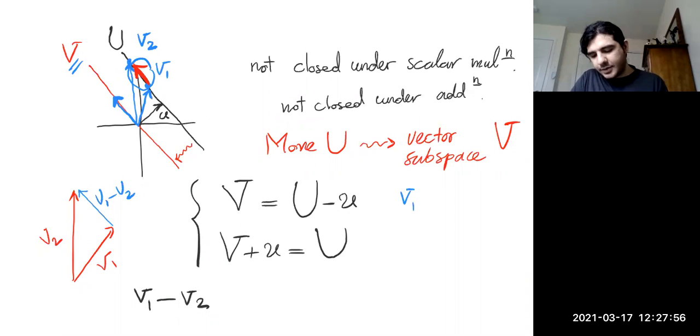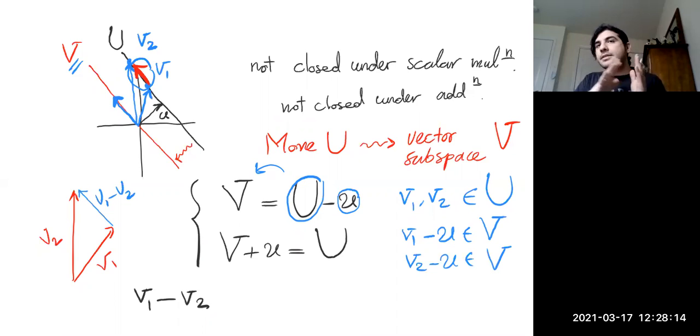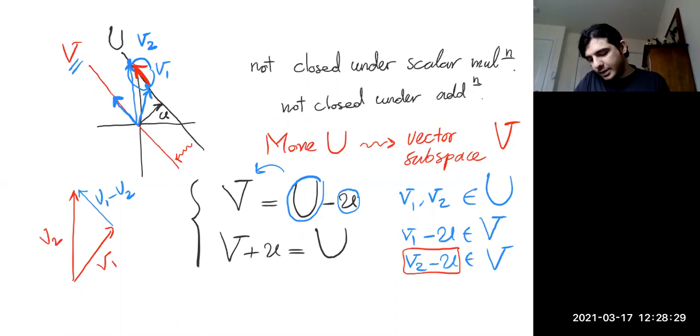So if V1 and V2 are in this affine space U, because any vector in the affine space U minus this vector U is inside V, we understand V1 minus U is in the vector space V, and V2 minus this U is also in the vector space V. Now V is a vector space, so it's closed under addition and scalar multiplication. I can multiply the second vector by -1. V is a vector subspace, it's closed. So I would get U minus V2 is also in V.